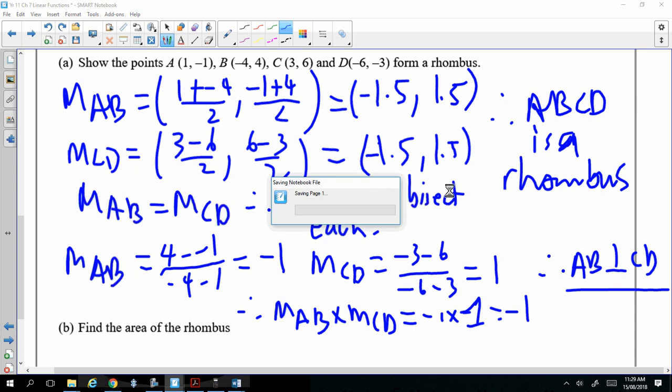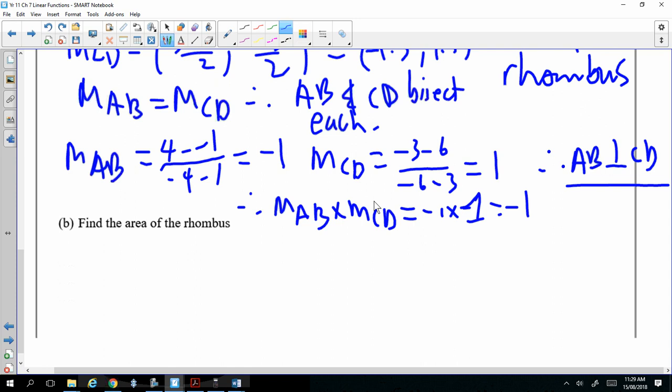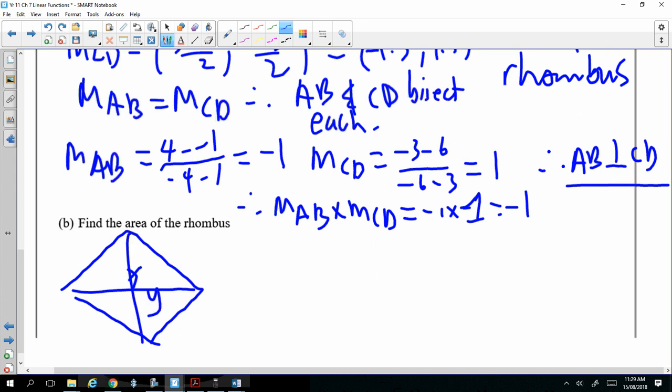Last part. How do you find the area of the rhombus? What's the formula? Yeah, half XY, because the horizontal line looks like the X-axis, vertical line looks like the Y-axis. So basically, you just have to find the length of AB and the length of CD, which are opposite to each other, using the distance formula.